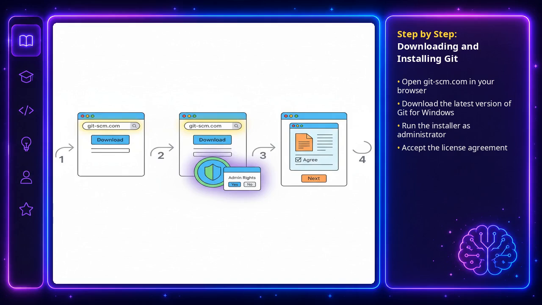Open your browser and navigate to the official website gitschem.com. On the home page, you will immediately see a prominent download button that automatically detects your operating system. Download the installer and run it as administrator. The first screen will present you with a license agreement. Scroll through and click Next. I recommend keeping all default settings unless you are confident about making changes.